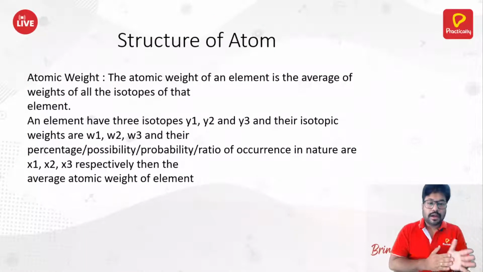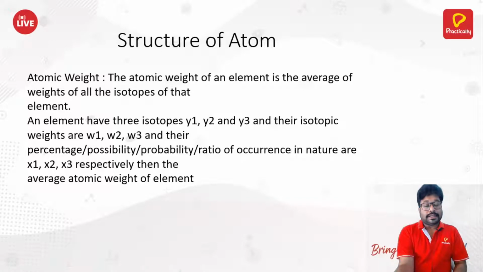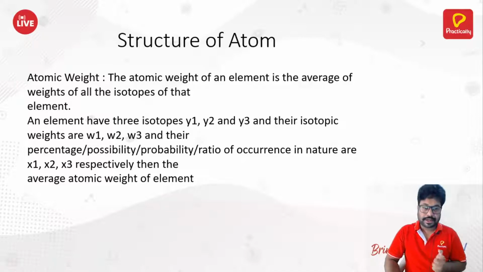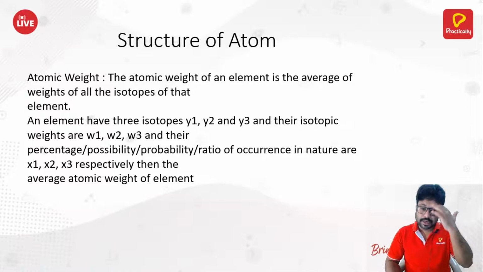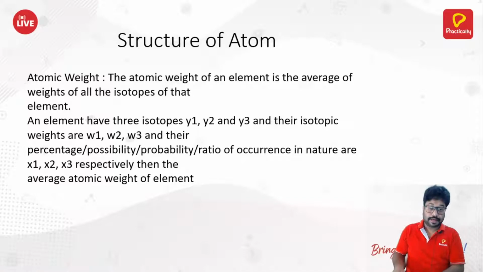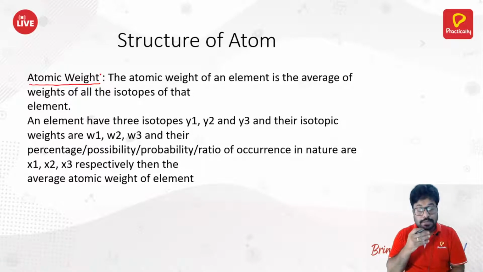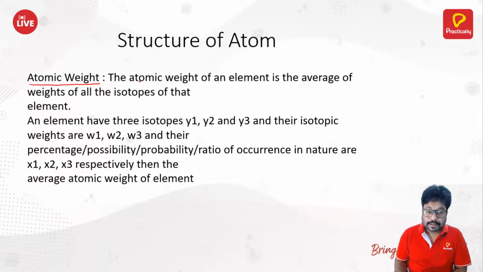So, atomic weight. Look, there are some species which might have two or three different atomic weights. Now, you might say, sir, how is that possible? See, that is possible when you are having isotopes. Whenever you have isotopes, it is possible for species to have two or three different atomic weights. And in that case, the atomic weight of an element is the average weight of the isotopes of that element.